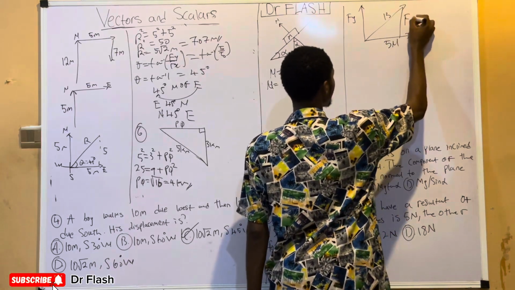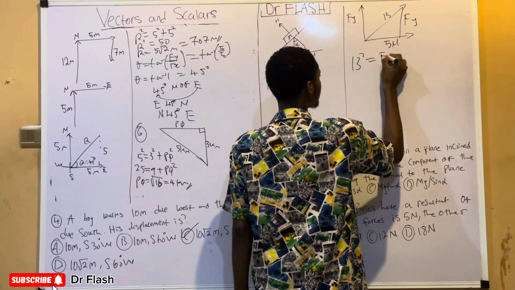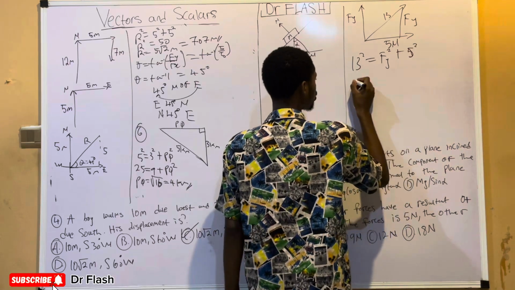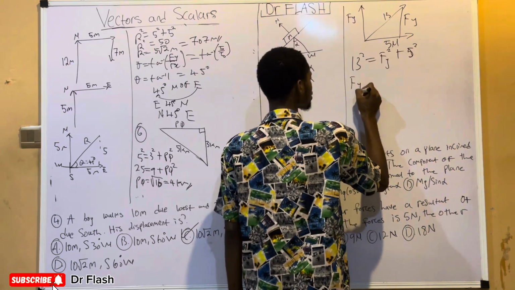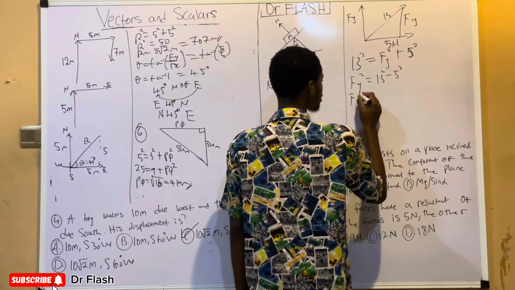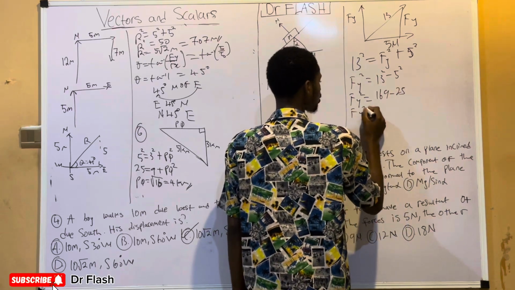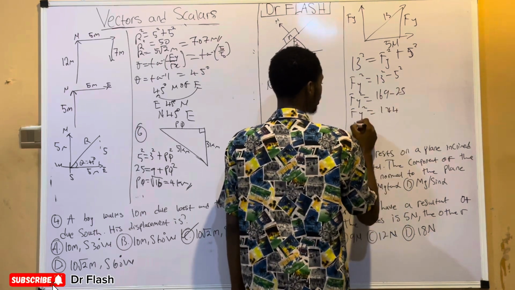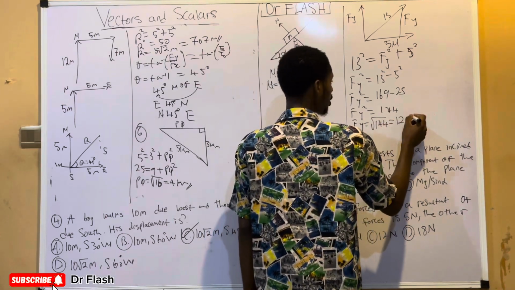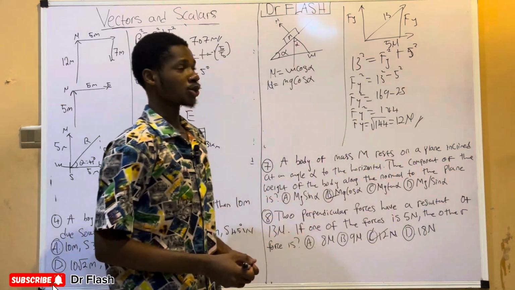So from here we don't know F of y. So we are going to use Pythagoras theorem, which is the longest side squared. 13 squared is F of y squared plus 5 squared. So from here F of y squared is equal to 13 squared minus 5 squared. F of y squared is equal to 169 minus 25. F of y squared is equal to 144, and F of y is equal to the square root of 144, which is what now? 12 newtons. And that is how the answer is given as 12 newtons.